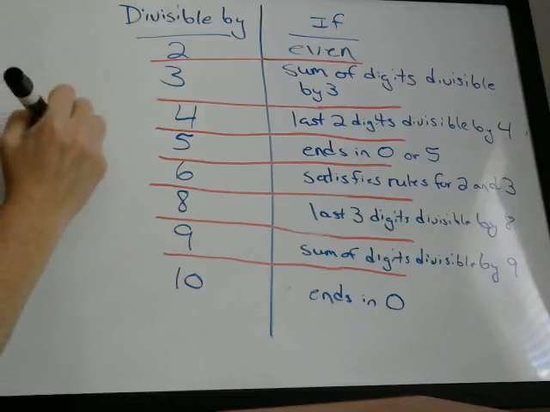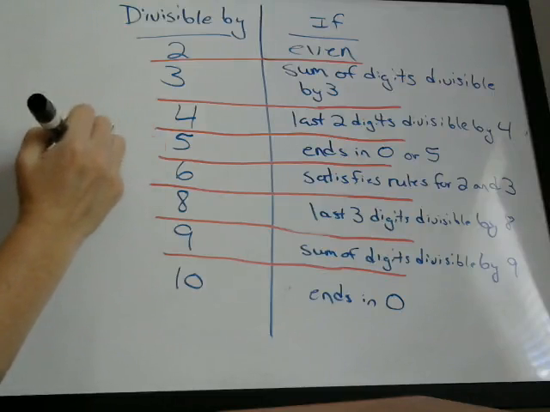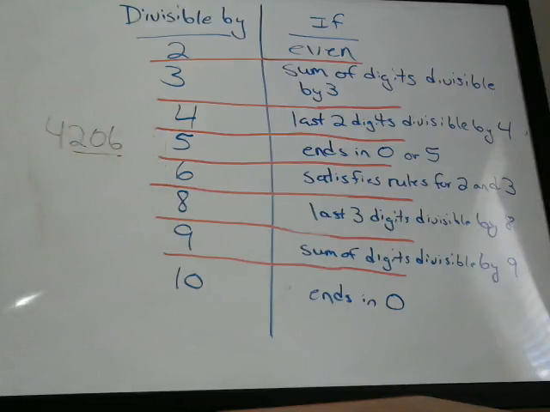If we do something like 4206, we look at the last three digits, 8 does not evenly go into 206, so this whole number would not evenly be divisible by 8.